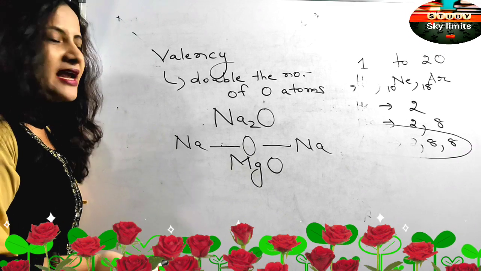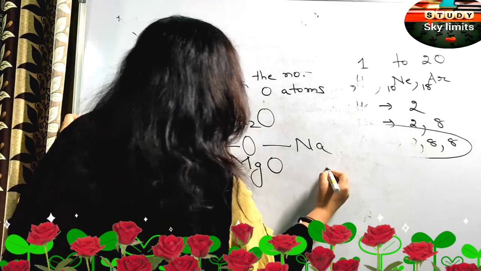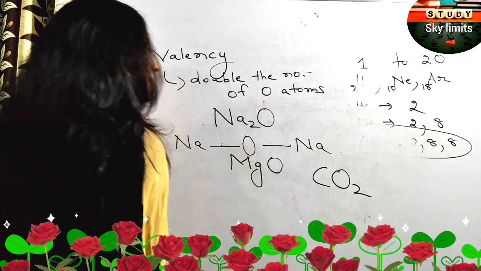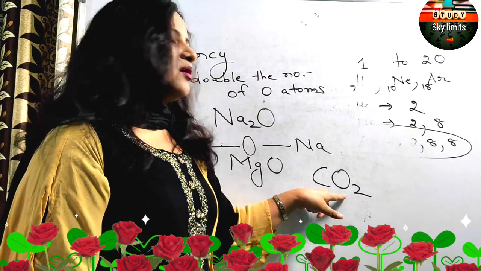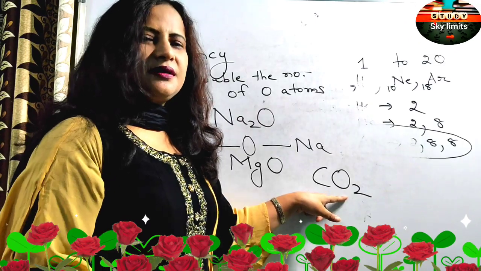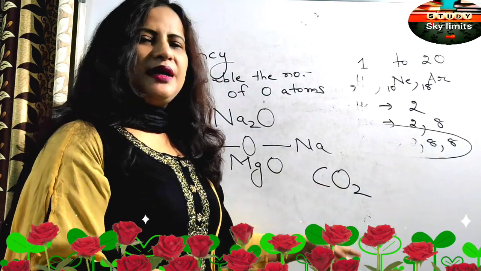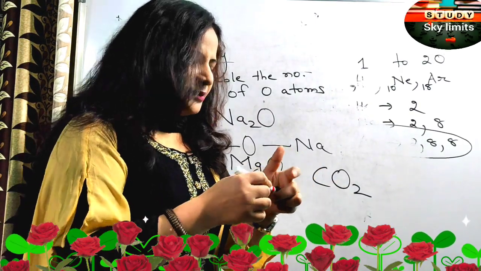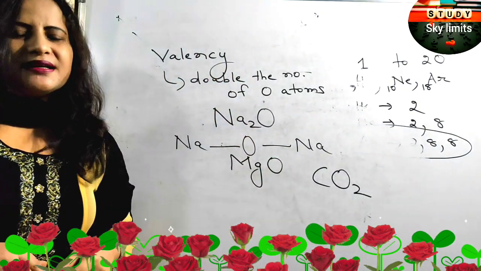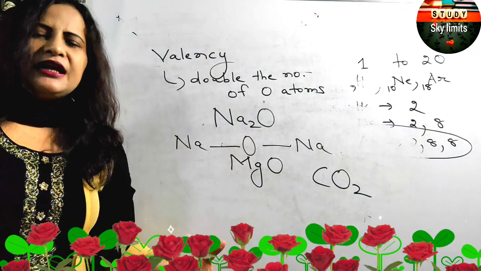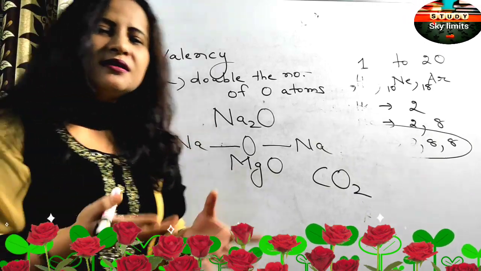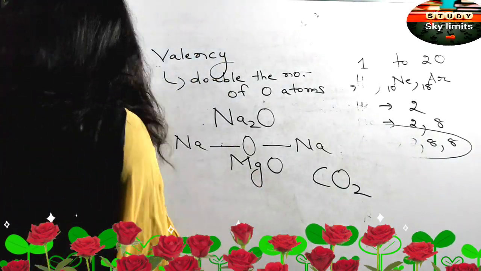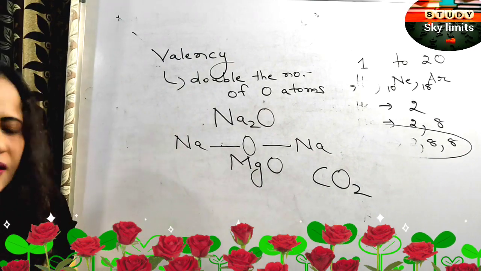So likewise, we can take the example of carbon dioxide. Consider carbon dioxide. Here, with how many atoms of oxygen is carbon combining? 2 atoms. So double it, it's 4. So the valency of carbon is 4. That way also it was defined, but the modern definition is what I told you earlier: the number of electrons gained or lost during a chemical reaction refers to the valency of that particular element. And that is more appropriate for all of us.